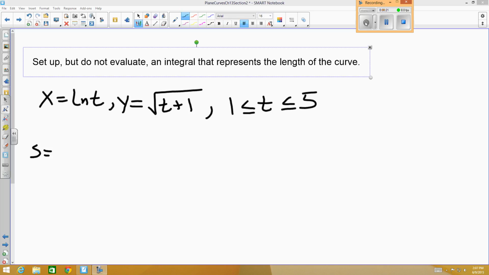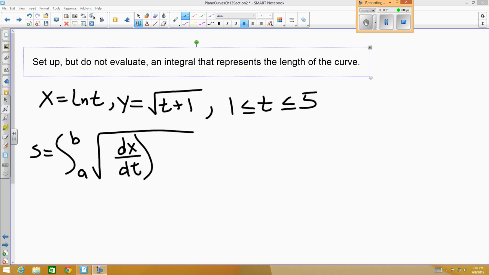length, we use the arc length in parameterized form: the integral from a to b, square root of (dx/dt) squared plus (dy/dt) squared, dt.